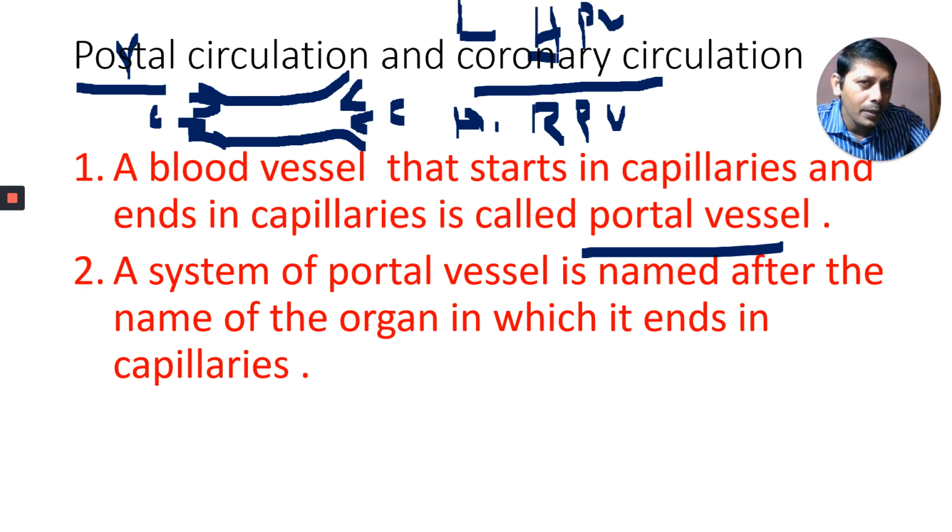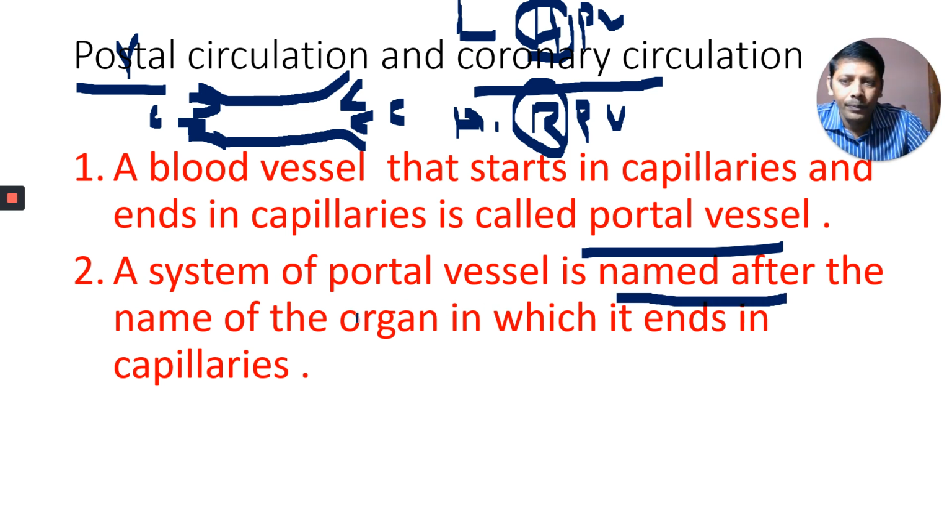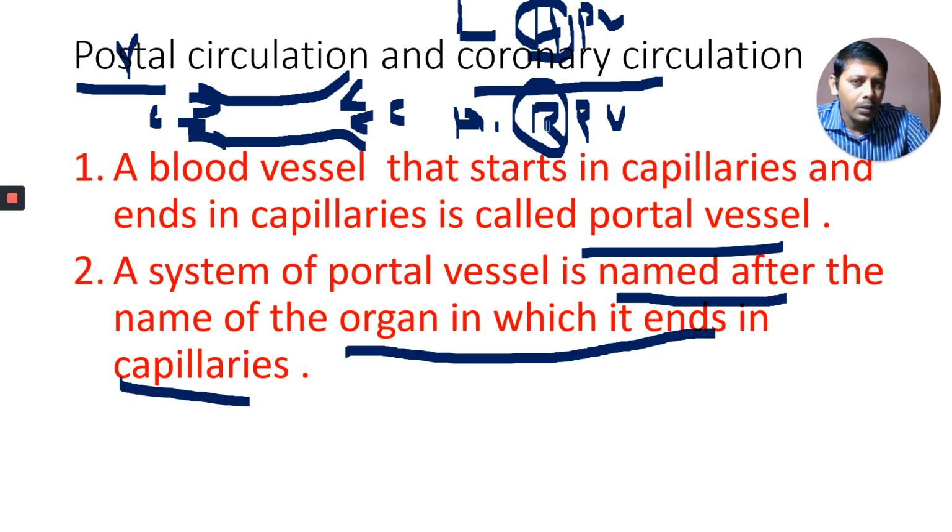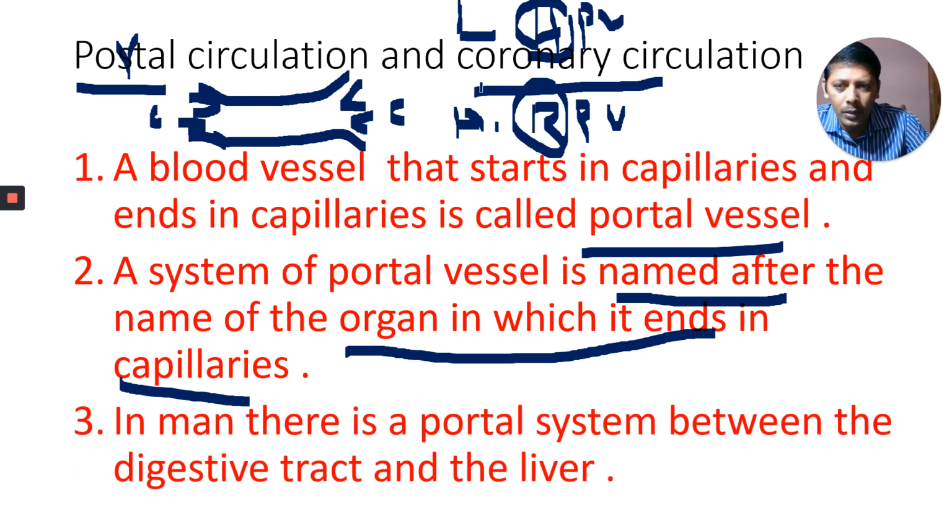The word hepatic denotes liver, sorry, not heart. The word renal denotes kidney. As it is ending in the kidney, it is called renal portal vein. In this way, a system of portal vessels is named after the organ in which it ends. If it ends in the kidney, it is the renal portal vein. If it ends in the liver, it is the hepatic portal vein.